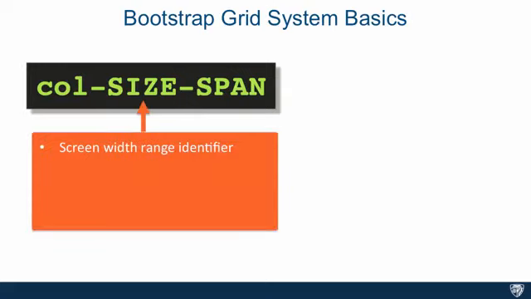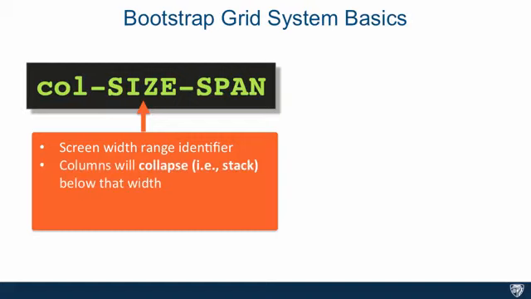Well, the size is a screen width range identifier, something like MD for medium, LG for large, and so on. And you can look up what that means in the Bootstrap documentation. For example, LG is defined as 1200 pixels and above, so a minimum of 1200 pixels. And what that means is that columns will collapse. In other words, they'll stack one upon each other below that width.